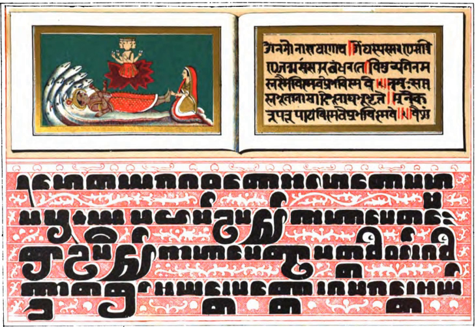Classification. There is persistent confusion as to the relation of Pali to the vernacular spoken in the ancient kingdom of Magadha, which was located around modern-day Bihar.